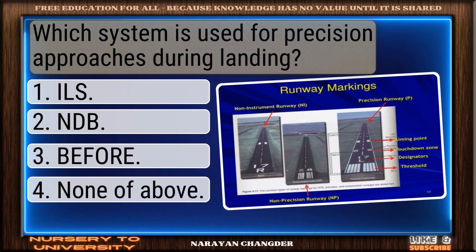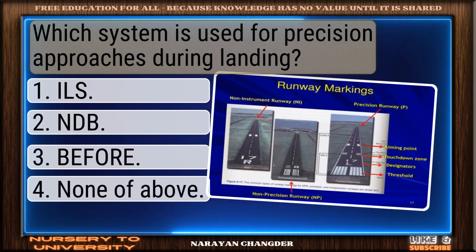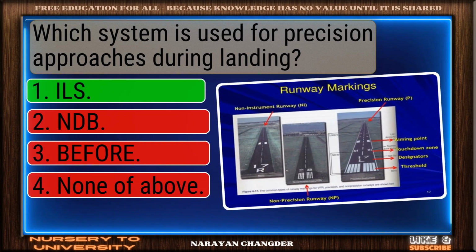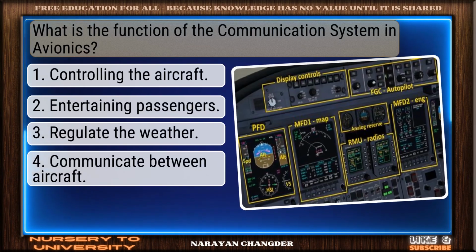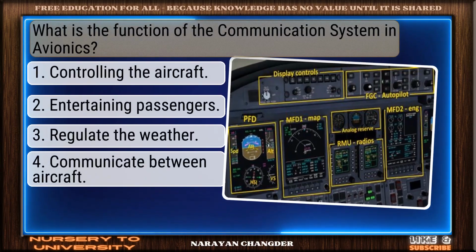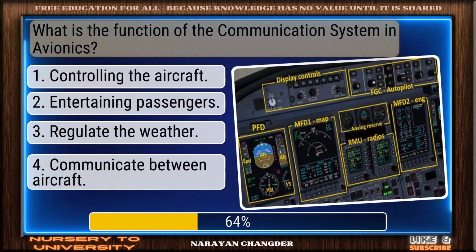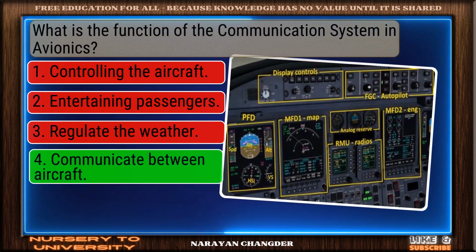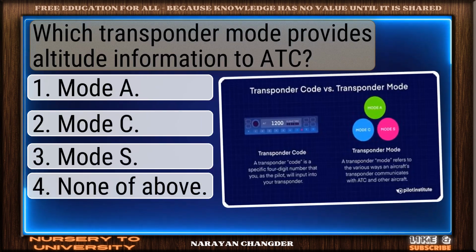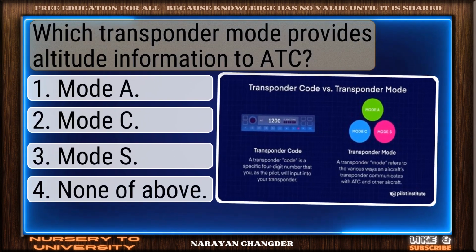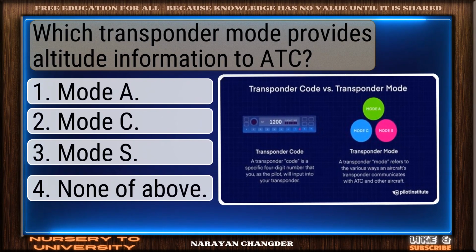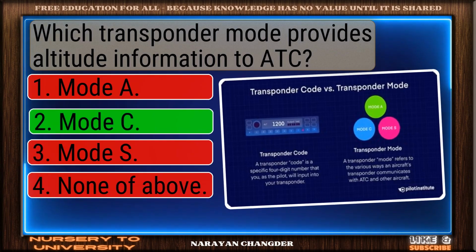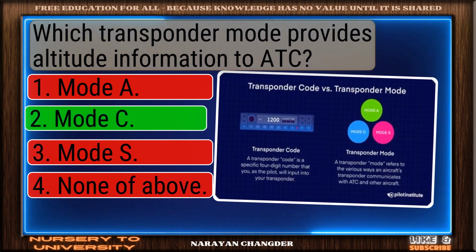Which system is used for precision approaches during landing? You got it. Your choice ILS is right. What is the function of the communication system in avionics? Well picked. Communicate between aircraft is the correct answer. Which transponder mode provides altitude information to ATC? Valid point. Mode C is true.